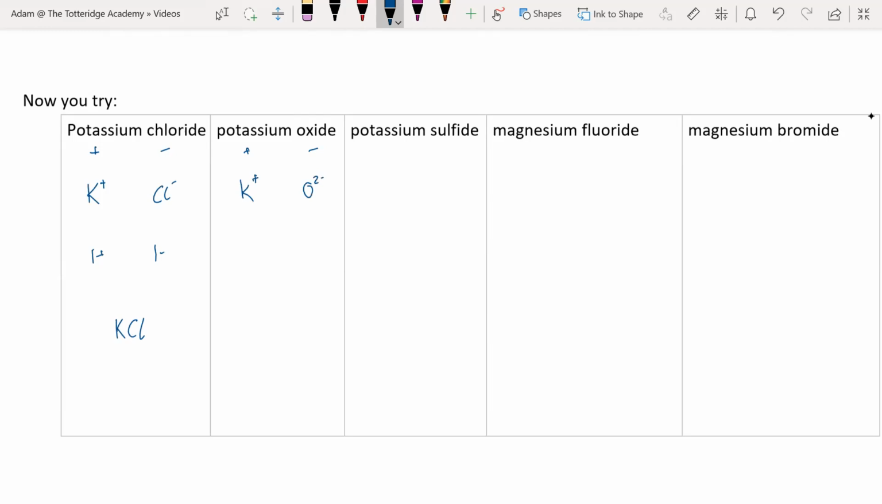Potassium oxide, I've got my plus and my minus, I've got K+ and O2-. Now, obviously, that's no good. I'm going to need another K+, and that'll give me 2 pluses here and 2 minuses there, and that would be K2O.